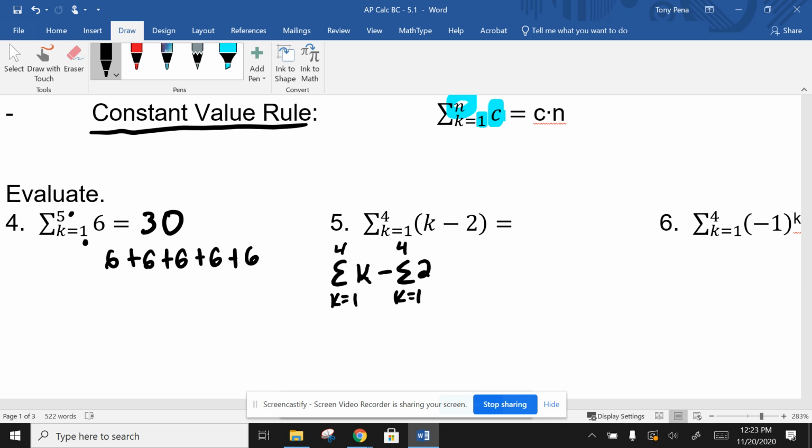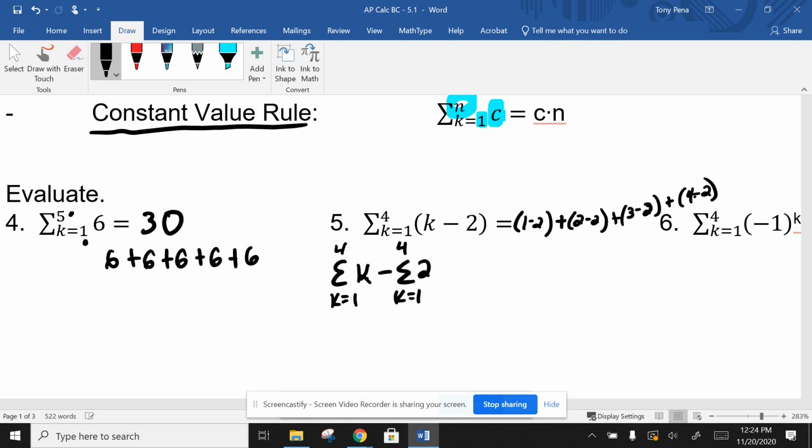We could split that up: find the sum of k, find the sum of the two, and then find their difference. We don't have to do that though. We could have done what we did at the top of the page and just do 1 minus 2, and then plug in the integer 2 minus a 2, and then a 3 minus a 2, and then a 4 minus 2.